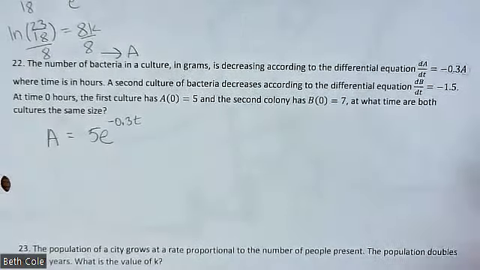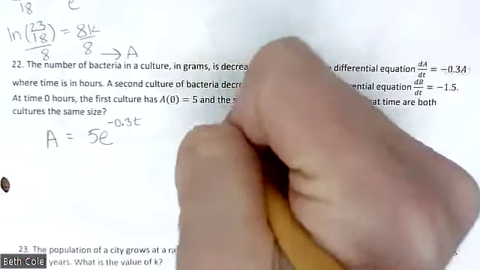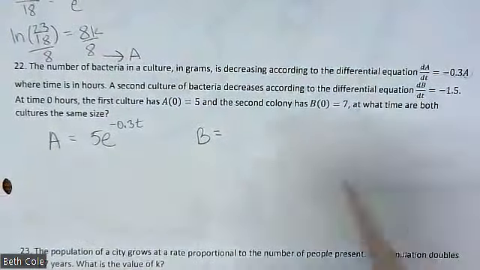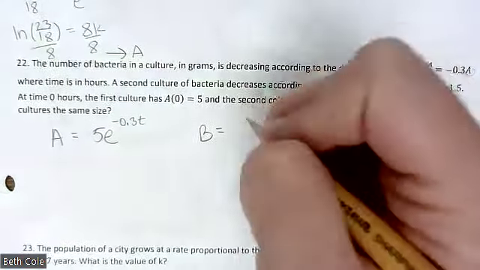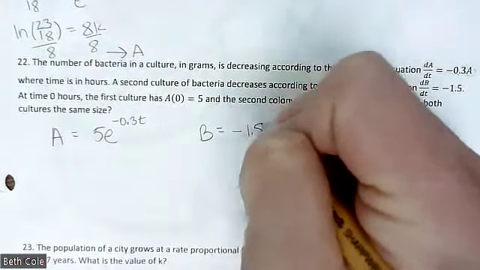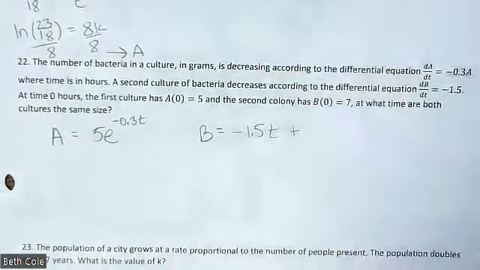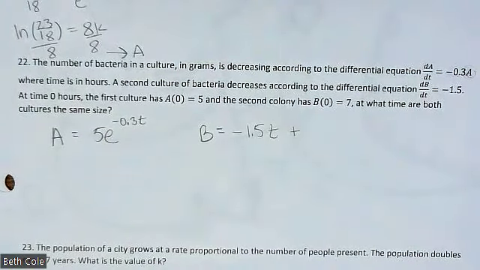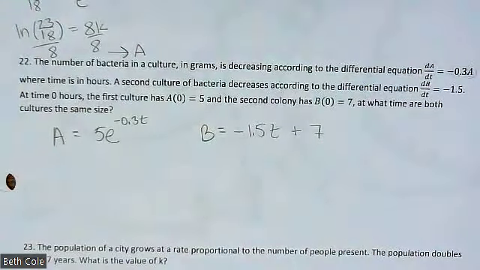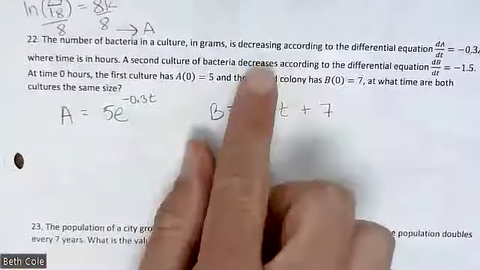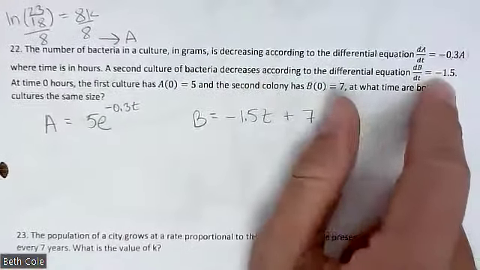Constant rate, linear. That's y equals mx plus b. That's good old y equals mx plus b from algebra 1. So I'm going to call this one b. The slope is negative 1.5, so it's negative 1.5 t plus whatever the initial condition was. So see if you can find that in there. The 7, good. All right, so we wrote the two equations. This one's PERT, that one's linear, because it was a constant rate.